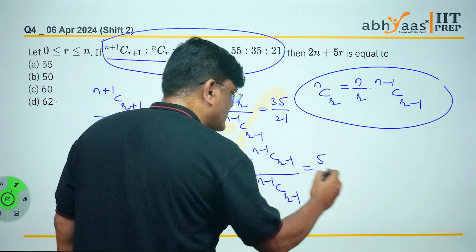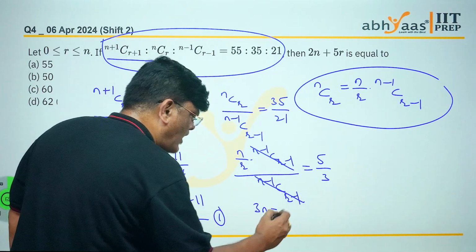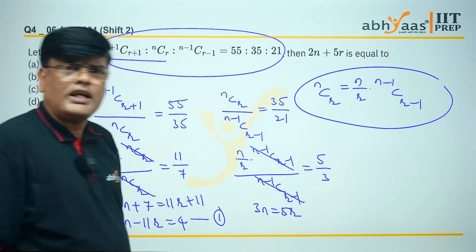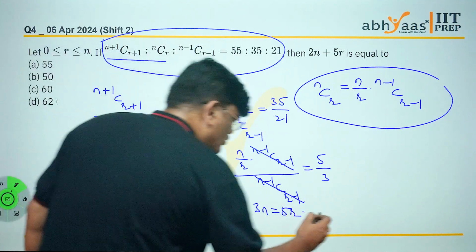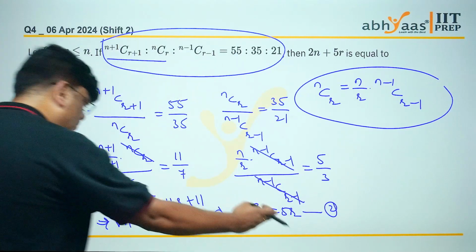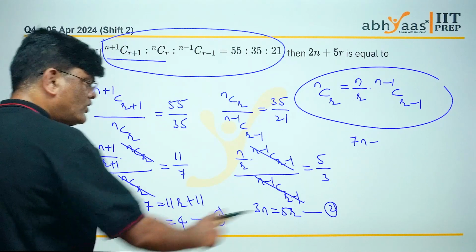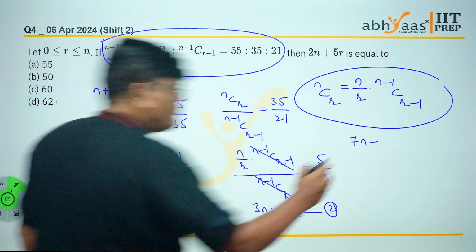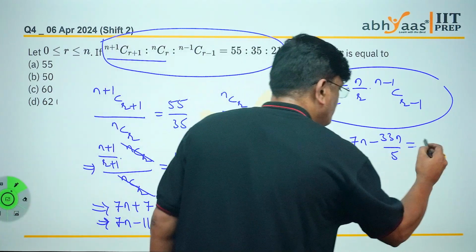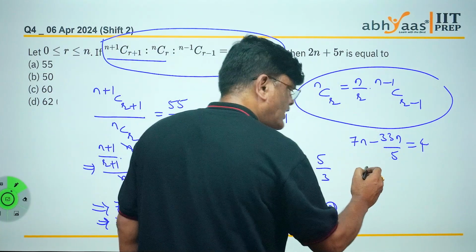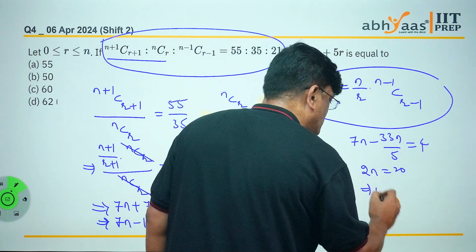Now it is 7 fives are 35, 7 threes are 21. Now here this is cancelled. With that, 3n equals 5r. Okay students, 3n equals 5r. If you take some r value or n value, with the help of these two, on solving equations 1 and 2, when I substitute the r value here, it becomes 7n minus 11 into, what is r here, 3n by 5. That means 33n by 5 equals 4. Now after calculation, 35 minus 33, that is 2n equals 20, so n equals 10.